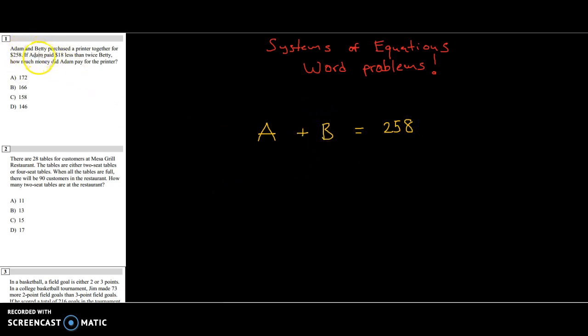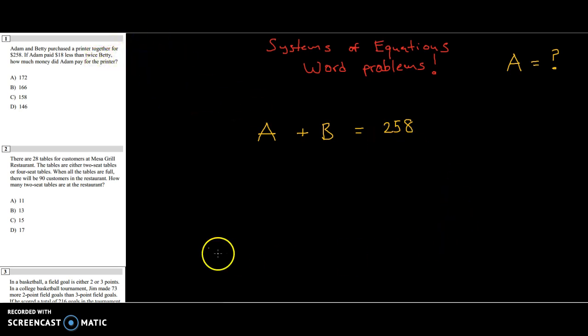Second equation. Adam paid $18 less than twice what Betty paid. Okay, if Adam paid $18 less than twice whatever Betty paid, how much money did Adam pay for the printer? What this is telling us is that we are interested in figuring out what A is. How much out of that $258 did Adam spend? We can't answer it with the first equation, but with the other piece of information, they tell us that Adam paid $18 less than twice whatever Betty paid.